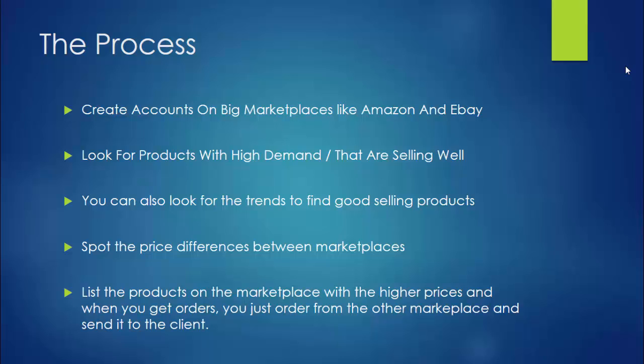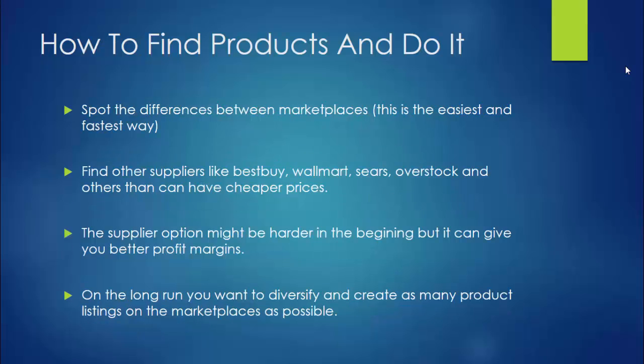Then what you need to do, the next thing, is to spot the price differences between marketplaces. That's how you choose the products, okay? We recommend you to have at least a 45% price difference, so that would be your profit margin, because you might have other costs that you might not be aware of at the moment, like transportation or other things like that. Then what you need to do is list the products on the marketplace with the higher prices, and when you get orders, you just order from the other marketplace and send it directly to the client, so the product doesn't even go through your hands, okay? You just send it directly to the client, and that is that.